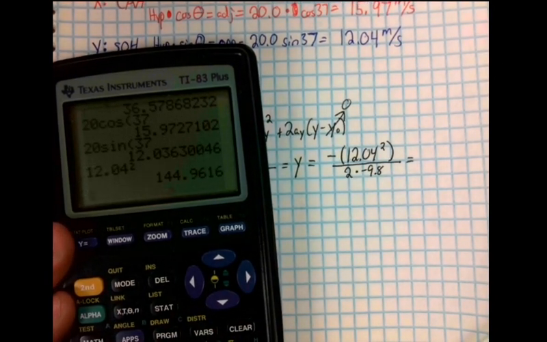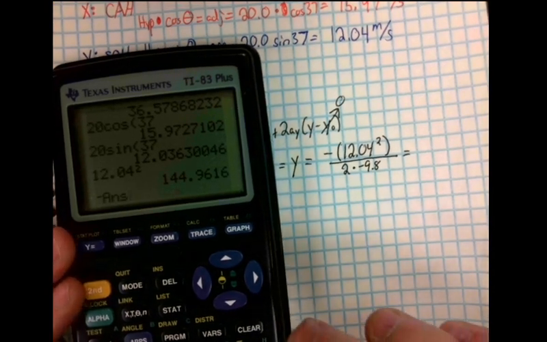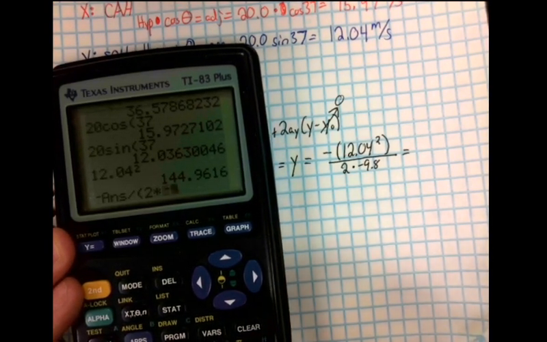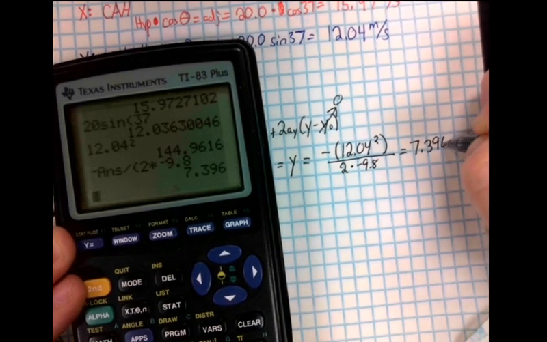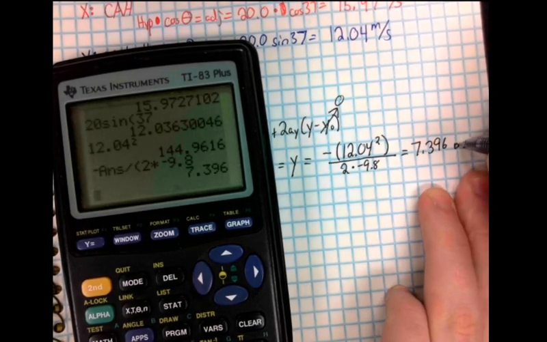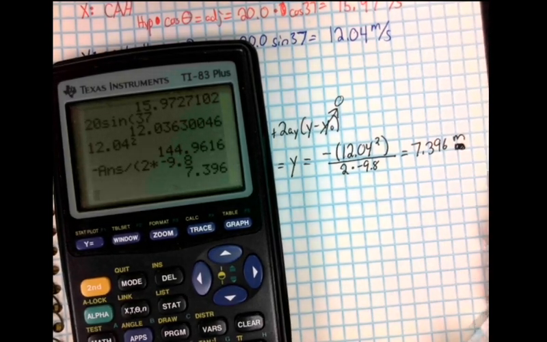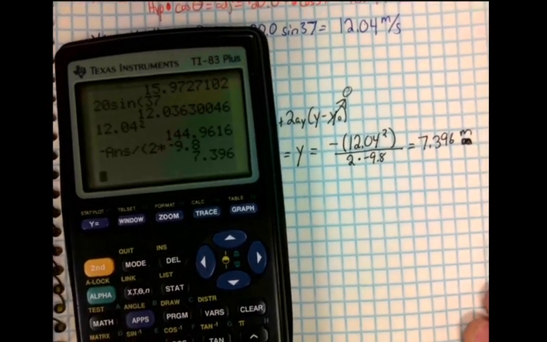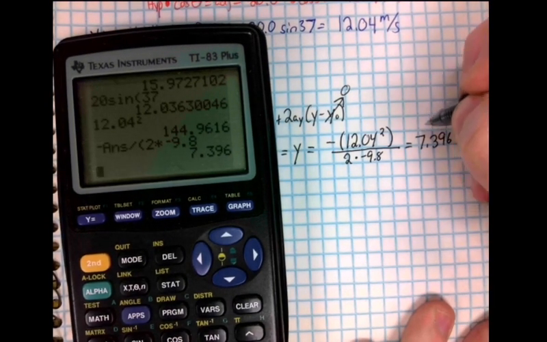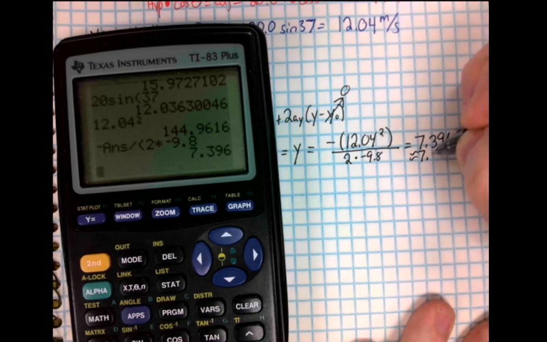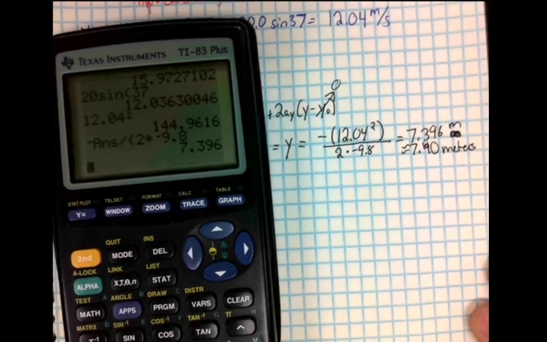(12.04 squared) negative answer over 2 times negative 9.8 equals 7.396 meters. I don't know why I erased the first meters. Then for sig figs, I gave you everything has 2 or 3. We'll just go ahead and call this one 3. So we'll do 7.40 meters. So 7.40 meters, not too bad.